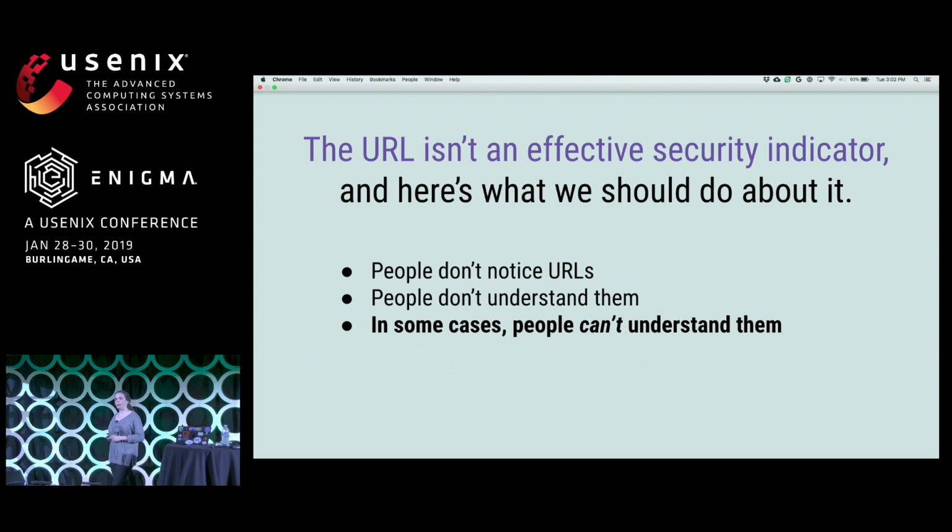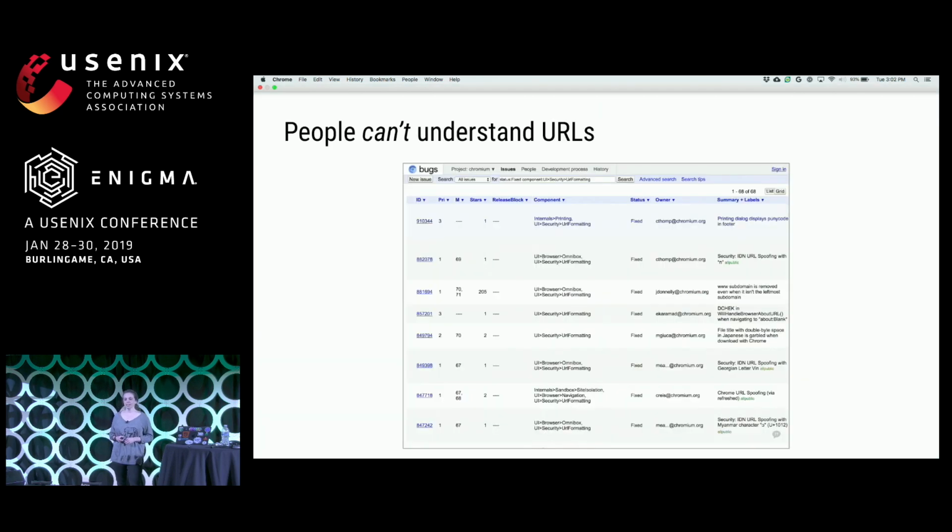A final problem that we've identified with URLs is that sometimes they're not displayed properly or with enough information for users to have any hope of understanding them. It turns out that it's really, really hard to write correct code that handles and displays URLs. It's just a complex task.